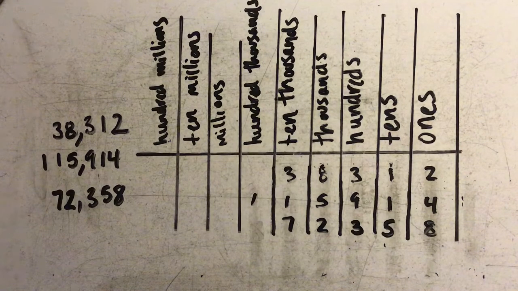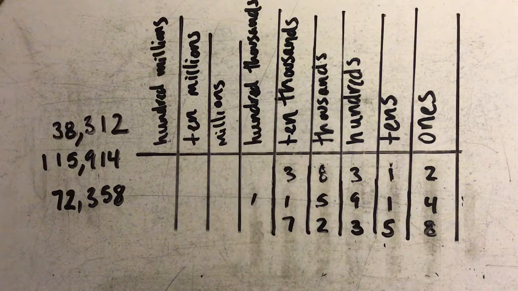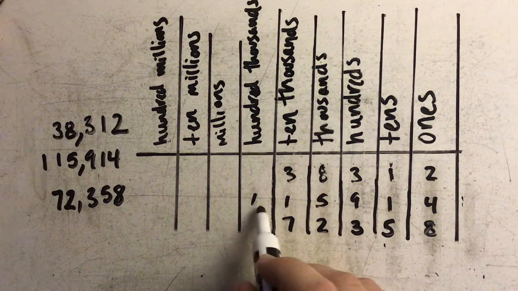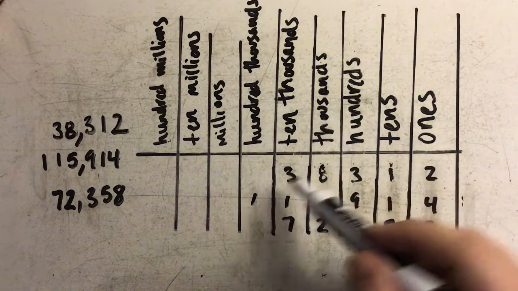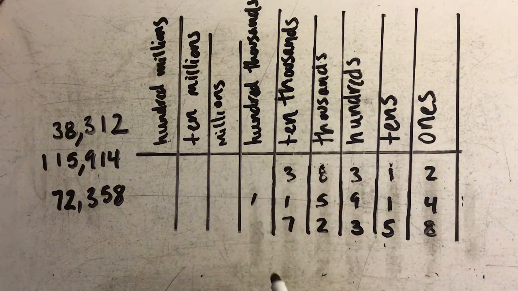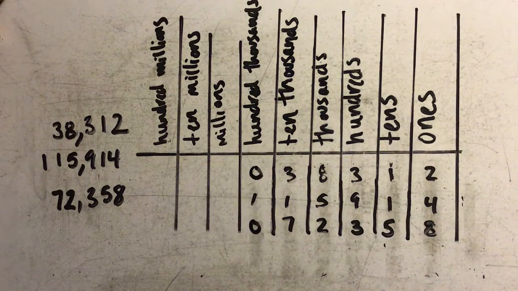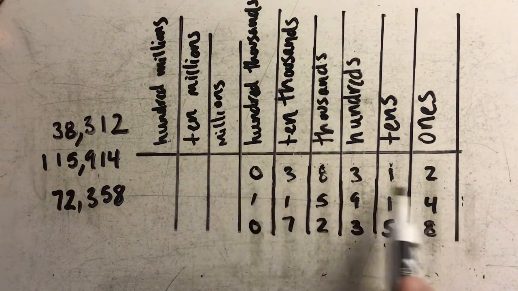When I'm comparing or ordering, I always want to start with the highest place value. In this case, the highest place value that I have is the hundred thousands column. And you'll see that I only have one digit in my hundred thousands column. These two numbers on the top and the bottom did not actually have anything in the hundred thousands place. That means that I can assume that there are zeros in that place. And if I want to go ahead and add them, I can. That zero did not change this value at all. It just shows that there are no hundred thousands in this number, and same with my number up here.